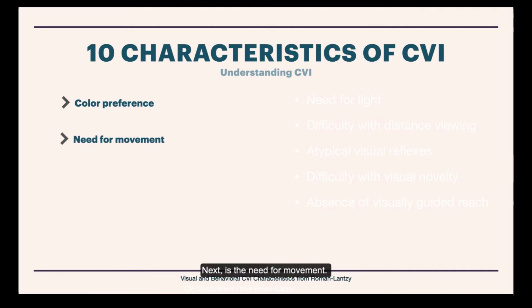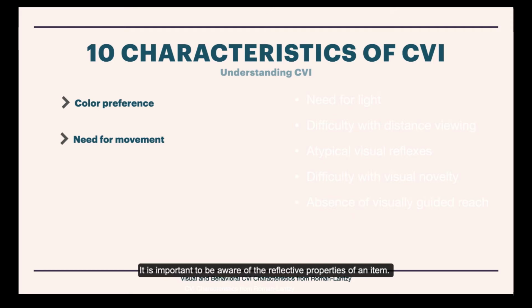Next is the need for movement. The human brain is attracted and responds to things that move around you. A child with CVI is likely to show attention to things that have movement or movement-like properties. When we say movement properties, we are referring to items that trick the brain into looking like movement. For example, when light hits an item that is shiny or reflective, like mylar, the brain perceives this like movement.